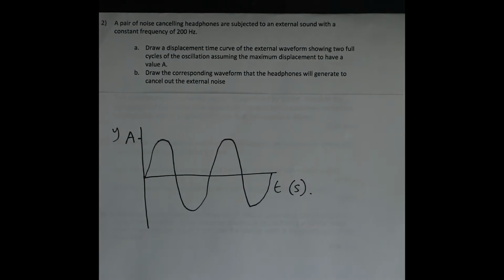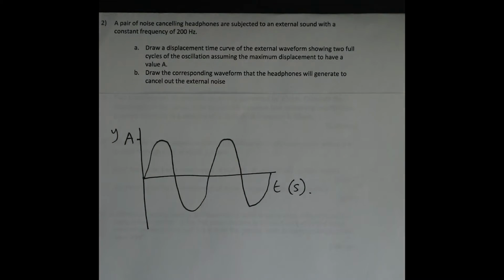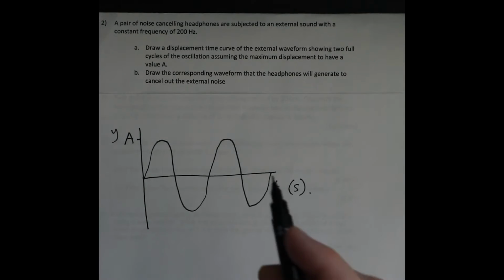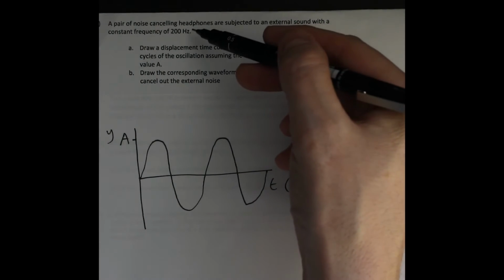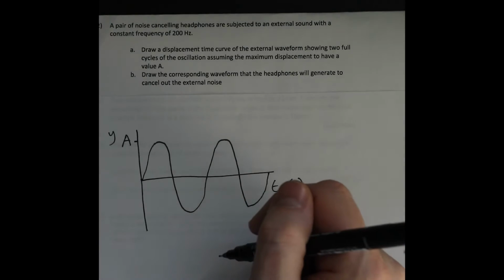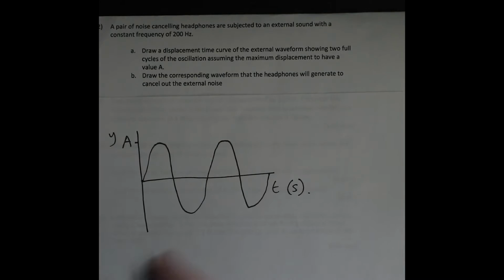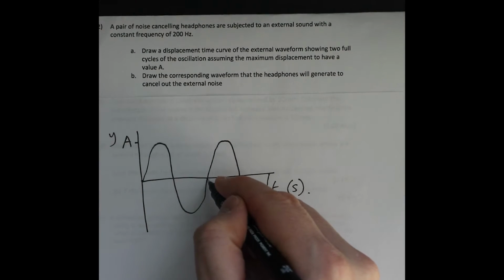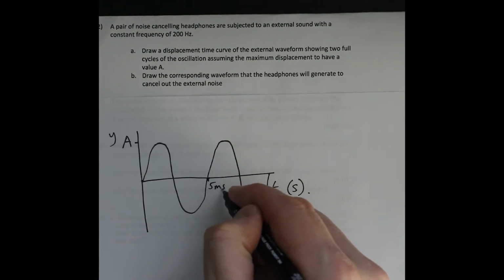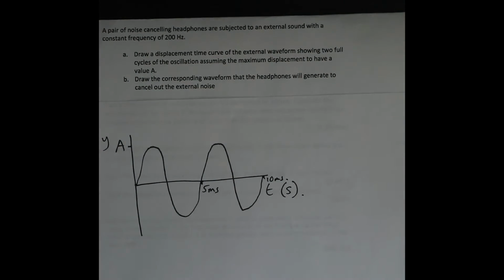Now, because the frequency for this waveform is 200 Hz, it's happening 200 times per second. If you divide 1 second by 200, that gives you the time taken for one complete oscillation of the cycle, which is 0.005 seconds or 5 milliseconds. So I can mark a unit on my scale here of 5 milliseconds, and 2 cycles will be 10 milliseconds. I can put that on my graph as well.